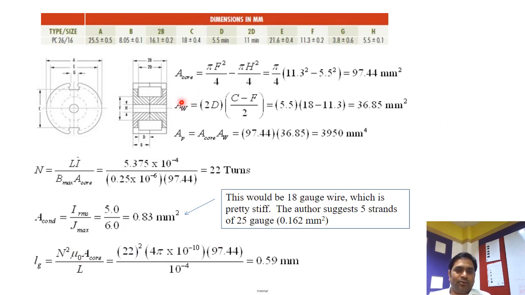And now we have to find out the different parameters. So A core we can calculate here, because we have the different dimensions: area of core, area of window, then the AP product. And now we can calculate exactly the N, number of turns, to achieve that inductance, because now we know the exact core area, 39540.